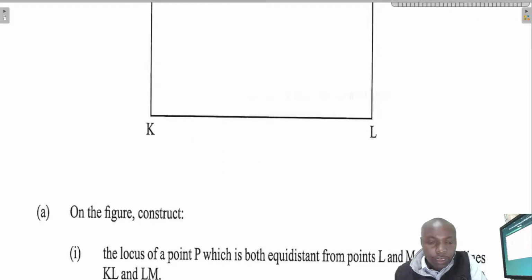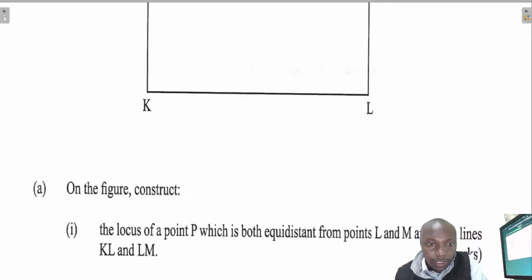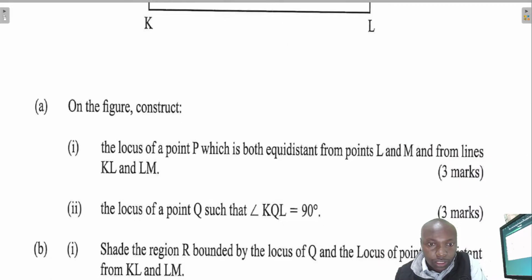Part A, on the figure, construct the locus of a point P which is both equidistant from points L and M and from lines KL and LM. 3 marks. Part 2, the locus of a point Q such that angle KQL is equal to 90 degrees.